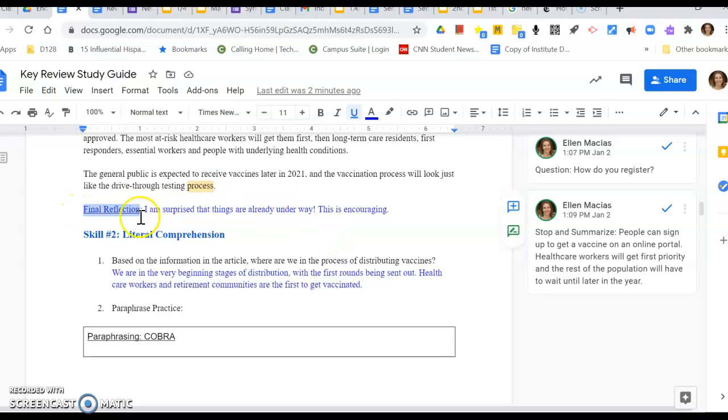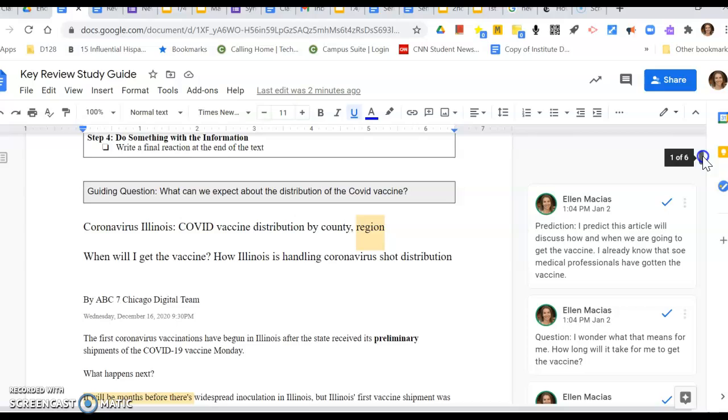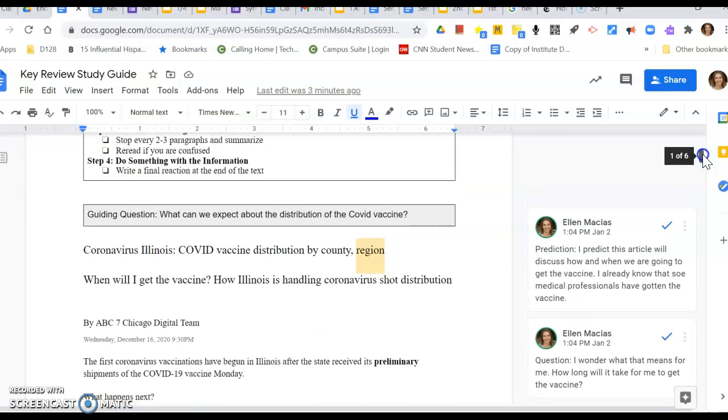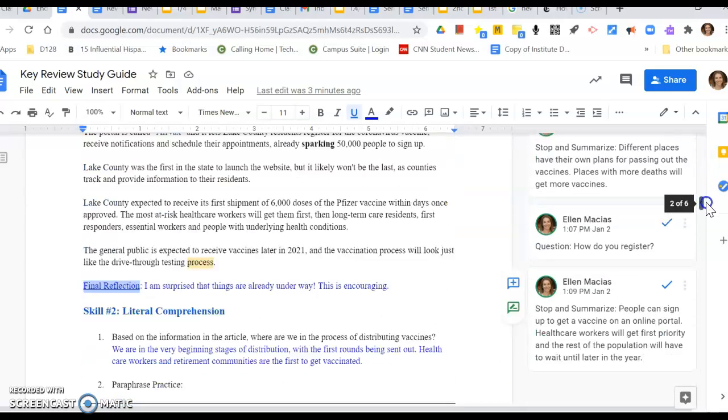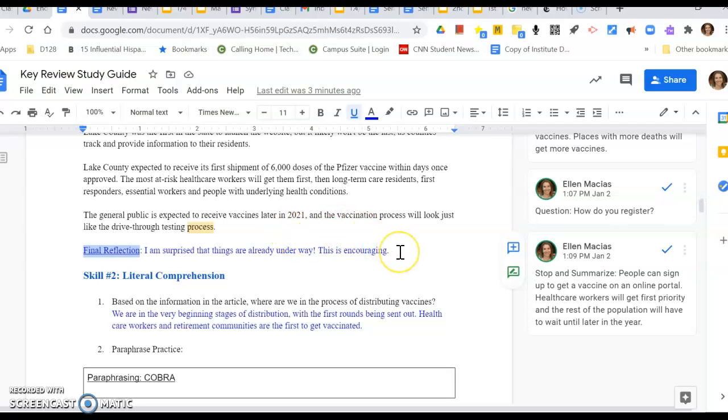And then I added this final reflection because if you notice in the checklist, it did ask me to do a step 4, which is to do something with the information, write a little reflection at the end. So I just reflected and said, wow, I'm surprised that things are already underway. This is encouraging, right? People are already getting vaccinated. This is a really positive thing.